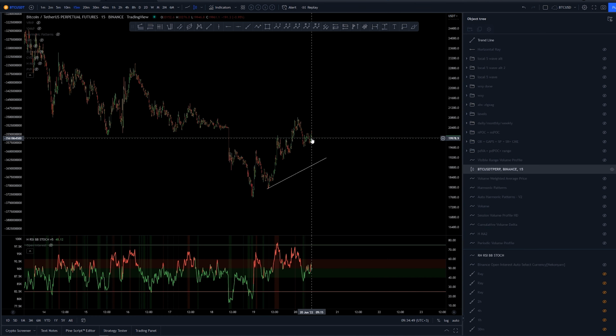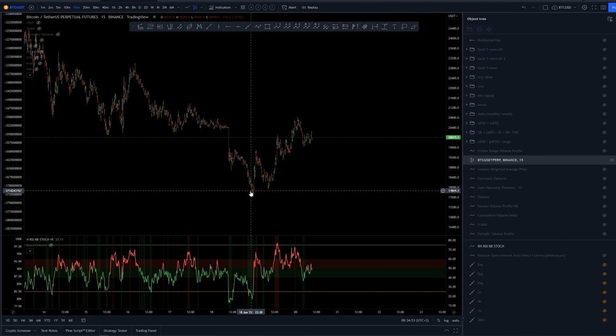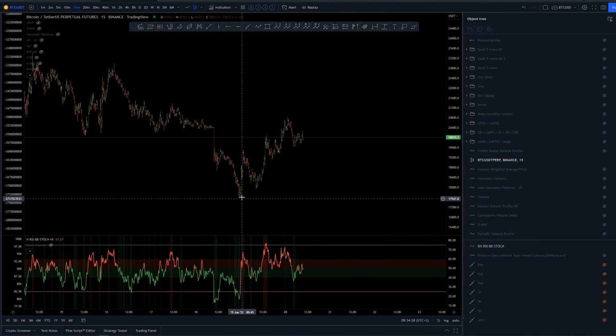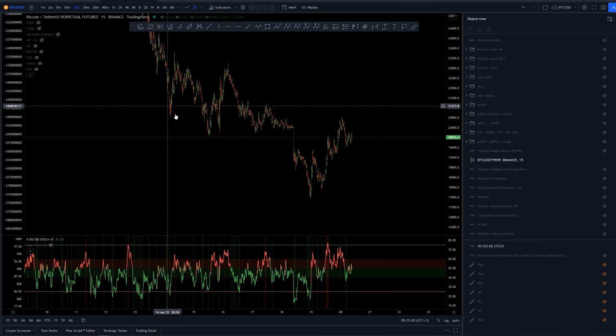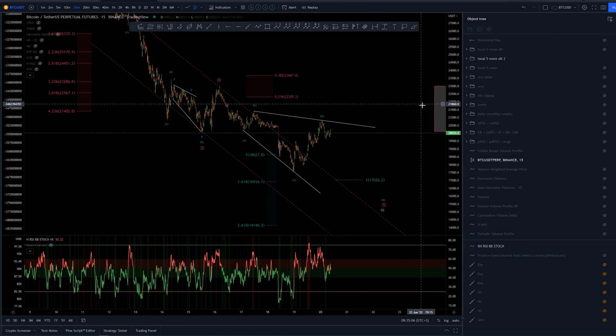But again, I'm not looking at that, as none of my counts really support that idea that we actually bottomed here. There is one that says that it is possible, but that has a very ugly count, and I don't feel like sharing that one. Now, what else do we have here?